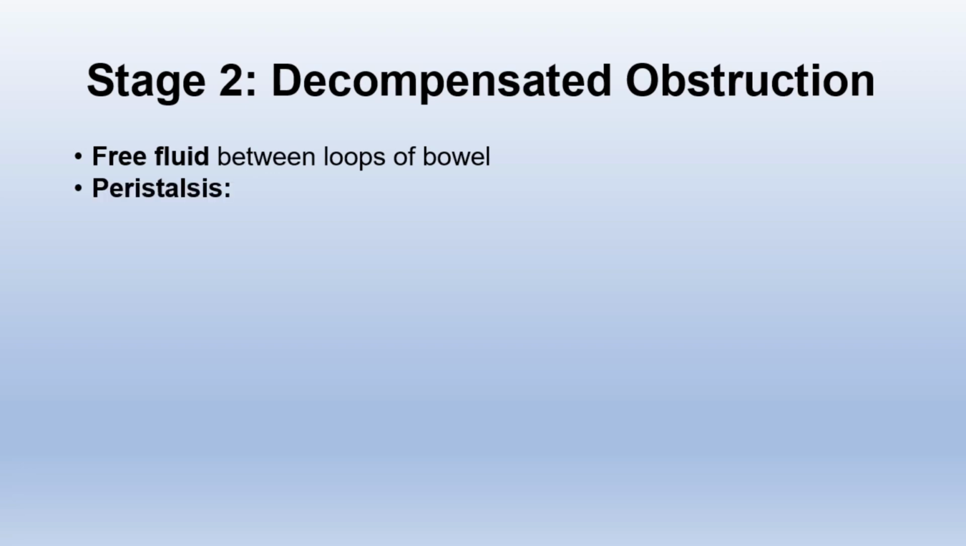Next stage, which is stage 2, decompensated obstruction. And this is where things are starting to go awry. So you're going to start to see free fluid between the loops of the bowel, and that is because as the obstruction continues, the bowel tires out and it dilates and the walls thin, the fluid's going to transudate out into the abdominal cavity, and you're going to see it. Next, you're going to see a change in the peristalsis. So you're going to see the activity of the intestinal wall is ineffective, and you're going to see what's been described as a to and fro motion, or a back and forth motion.